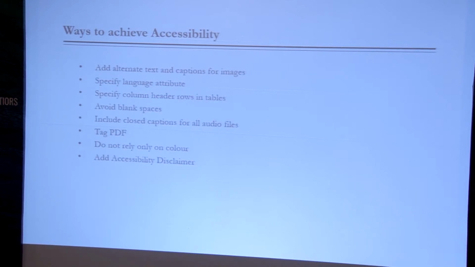Adding alternate text and caption for images. When a screen reader reads out the document and there's no alternate text, all it reads out is the file name of the image, that is image52.jpg or whatever. But if we add a brief text, it tells the reader what you wanted to convey through the image.